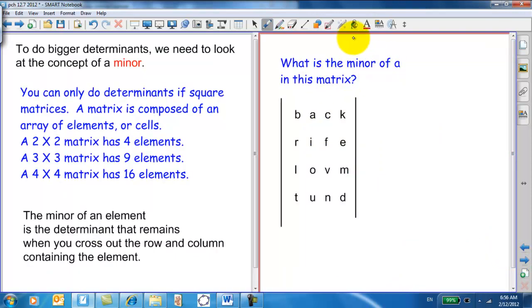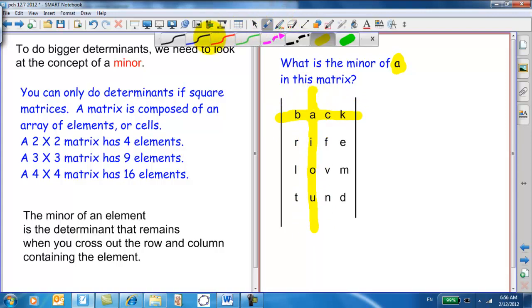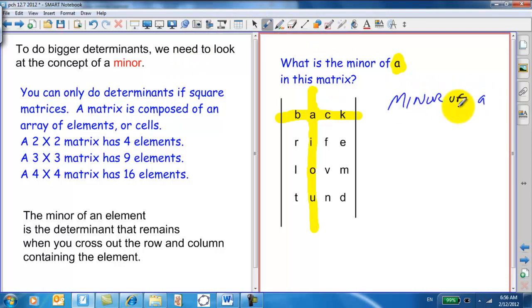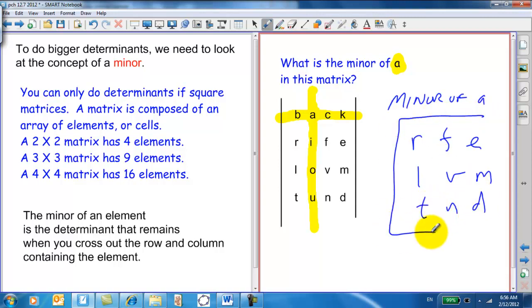So let's try that with this one. What's the minor of A in this matrix? Well, to do A, we have to cross out the row and the column going through A. Here's the row. Cross that out. And here's the column. Cross that out. That leaves behind the minor of A. The minor of A, in this case, will be the letters left over. It's the stuff that's left over after you take out the row and column going through that one cell.